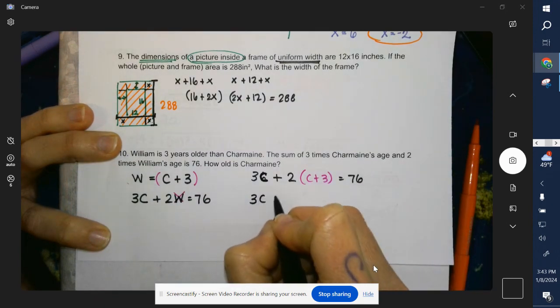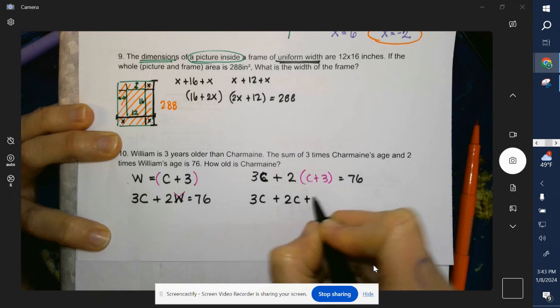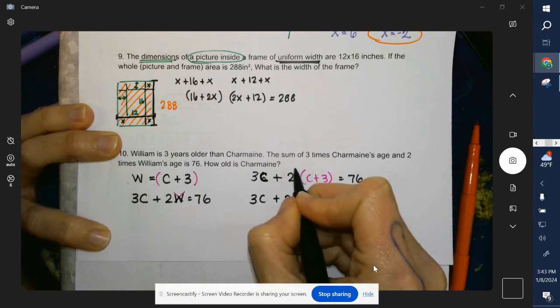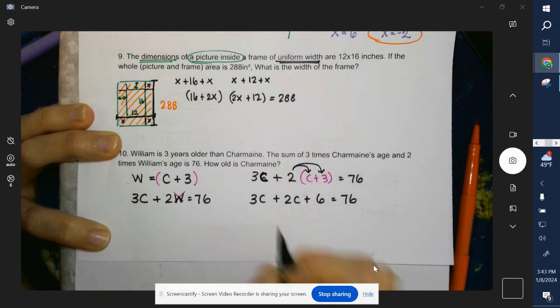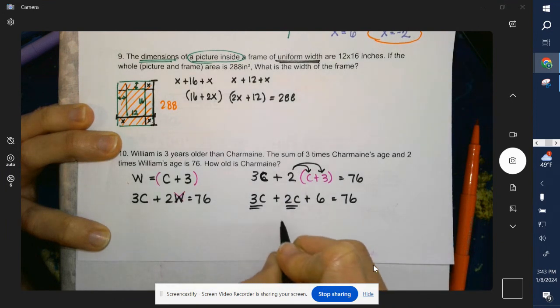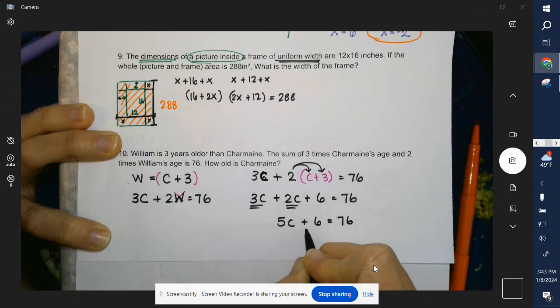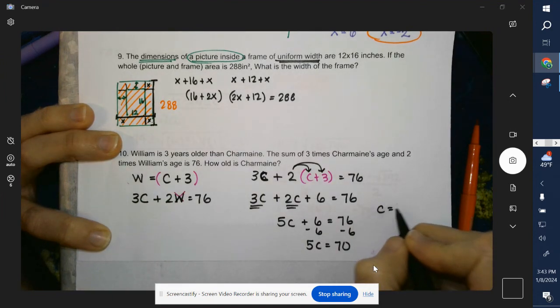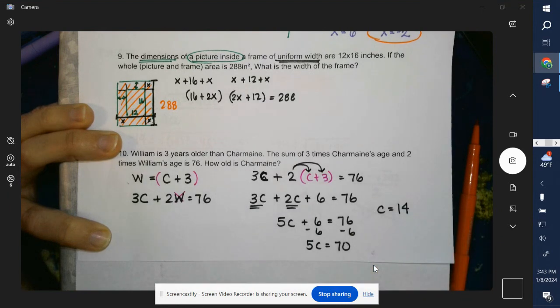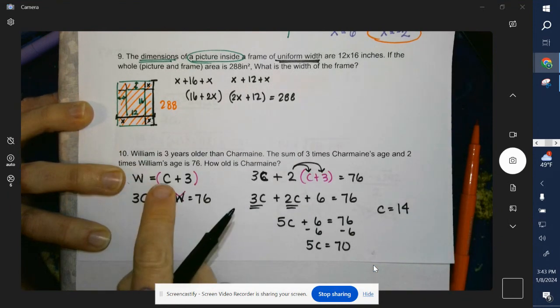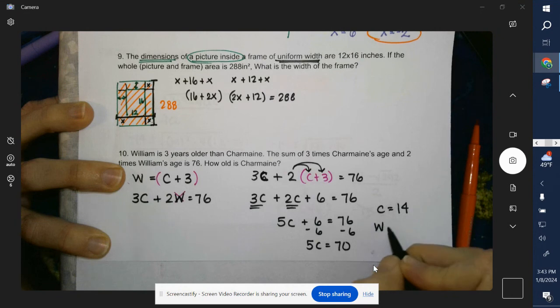Okay, 3C plus 2C plus 6 equals 76 because we distributed. We're going to combine like terms. 5C plus 6 equals 76. We're going to subtract 6 because it's the inverse of addition. So 5C equals 70. Divide by 5, and we get 14. So Charmaine is 14. If Charmaine is 14, William is Charmaine plus 3. So William is going to be equal to 17.